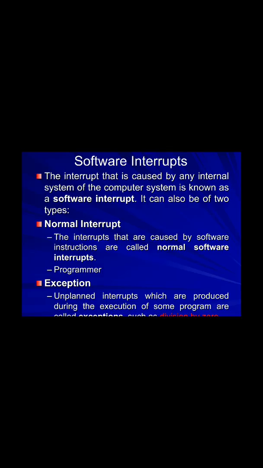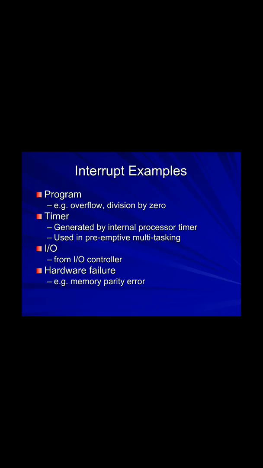The second one is the exception. Exceptions are unplanned interrupts. These are interrupts that were not part of your instructions or your program, and they happen during the execution of your program. For example, you may have seen this interrupt many times, called runtime divide by 0. This is a very common example of an unplanned interrupt.